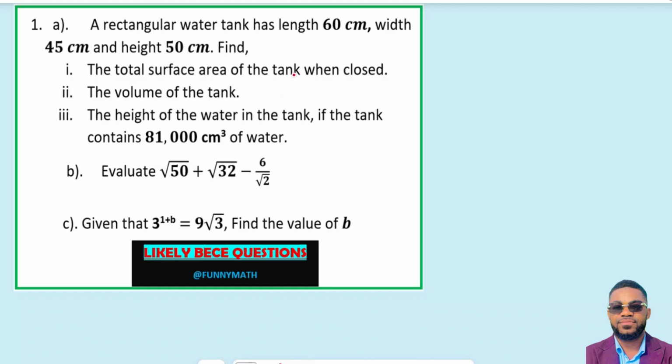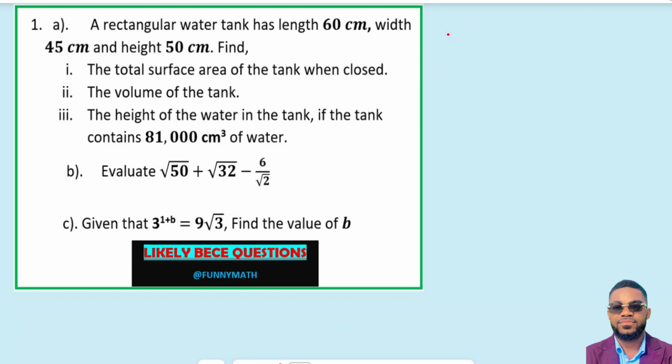Now let's begin. A rectangular tank has length 60 centimeters, width 45 centimeters, and height 50 centimeters. And we have to find 1(a)(i), the total surface area of the tank when closed. So this is what you're supposed to know. A rectangular tank is a cuboid. So we are just finding the total surface area of a cuboid. So this is a formula work. If you know the formula, you can work it.